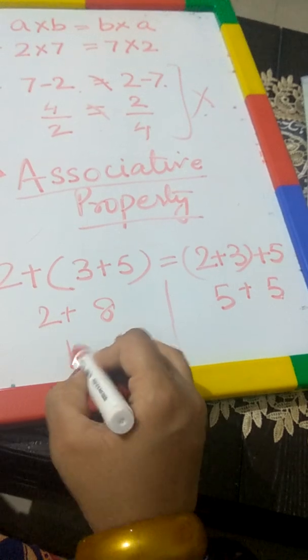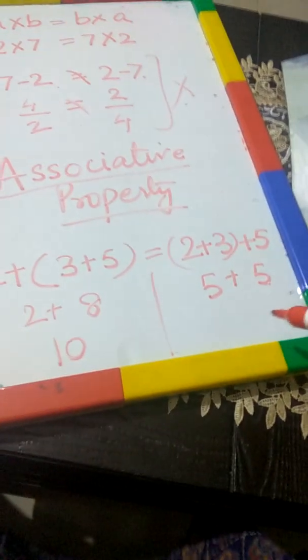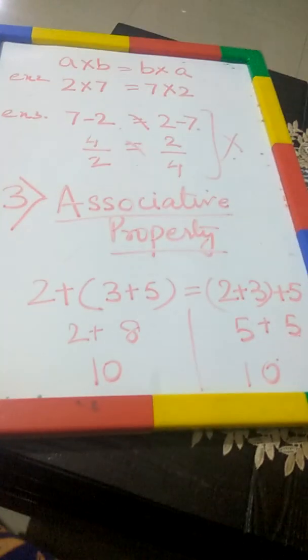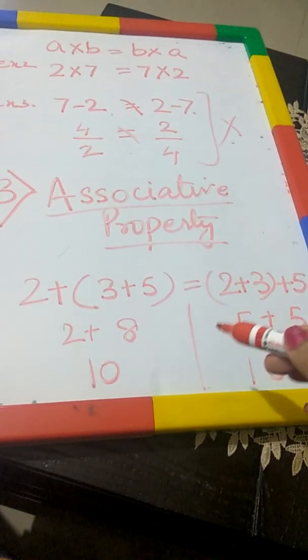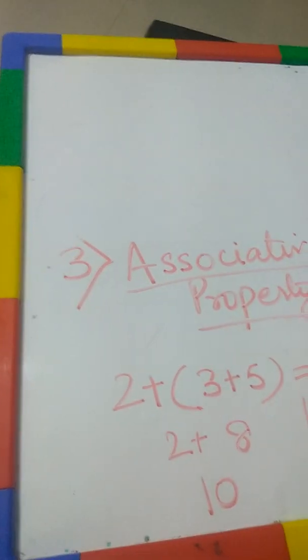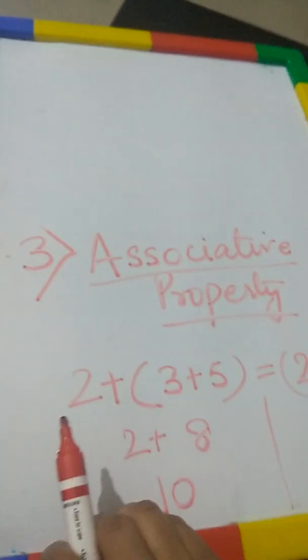How much is 2 plus 8? Comes out to be 10. And how much is 5 plus 5? Comes out to be 10. Thus we say that this is the associative property which is true for the whole numbers. This associative property is also true for the multiplication operation.